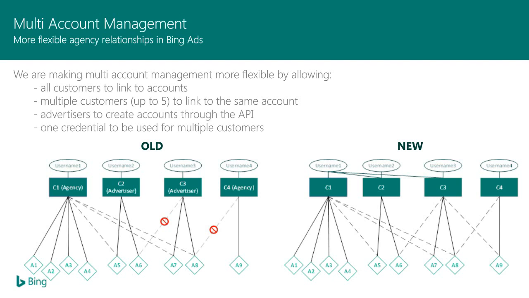So a couple of things that we're allowing our multi-account management customers to do is we're allowing all customers to link to accounts. So you don't have to be an agency in the system anymore to do that. We're also letting multiple customers, up to 5, link to a single account. So this is the same functionality that Google offers. We're just making things more flexible in our system as well.